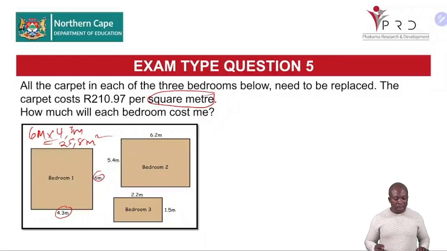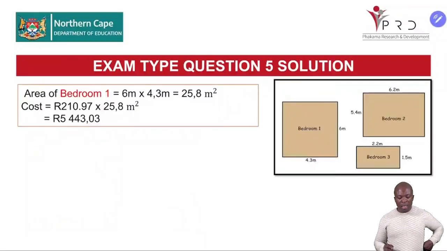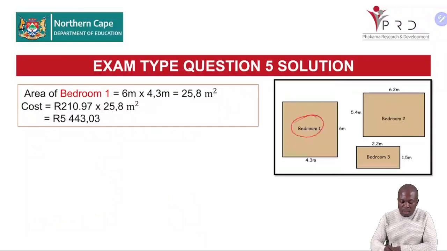Okay, so welcome back. Now let's see how you are supposed to do it. So for bedroom one, we set 6 meters by 4.3. This one, we got 25.8. I hope we still agree on that. So we are going to multiply it by the price per meter squared. Remember, the examiner said it costs 210 rand 97 cents. It means for bedroom one, to carpet it completely, we are going to have 5,443 rand and 3 cents.